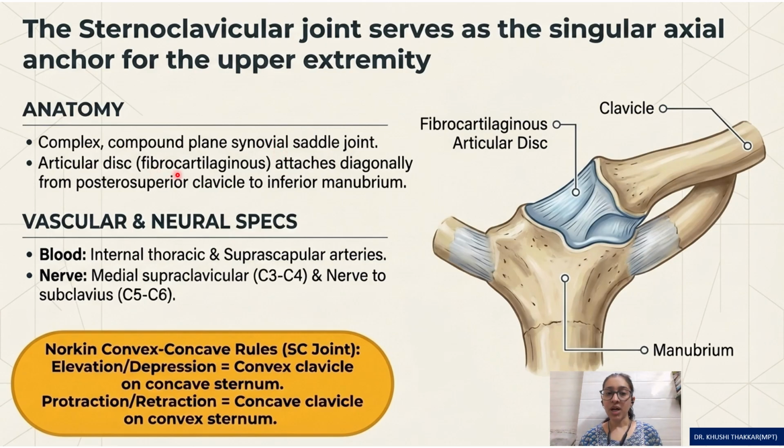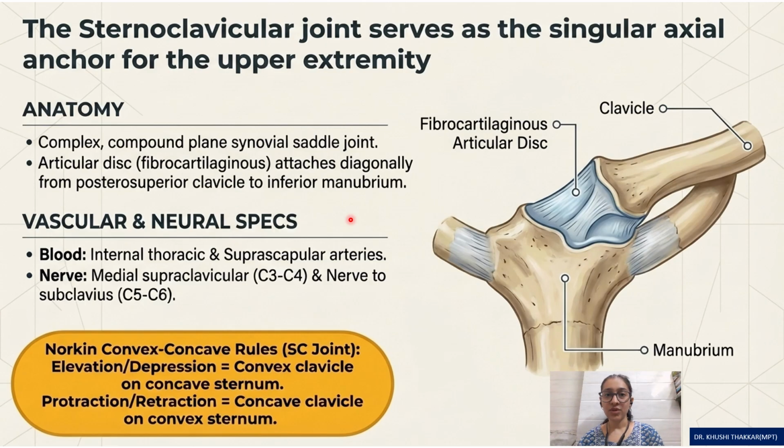The articular disc is fibrocartilaginous and it attaches diagonally from the posterior superior clavicle region to the inferior manubrium sterni region. The space of the sternoclavicular joint is wedge shaped and is open superiorly. Remember this for your CET MCQ. Now the vascular and neural supply. Blood supply is via internal thoracic and suprascapular arteries. The nerve supply is via medial supraclavicular nerve and nerve to subclavius.